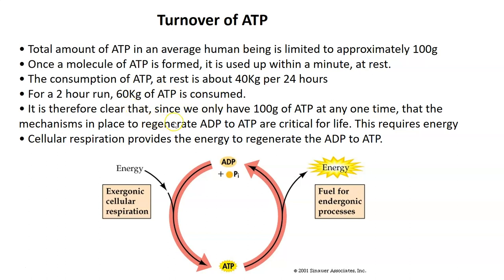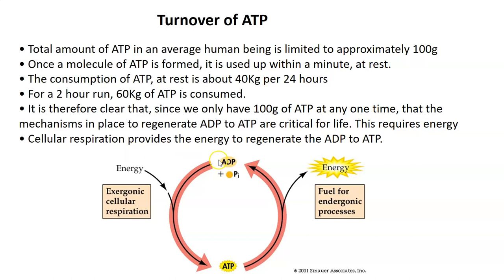So what we need to understand is that ATP is constantly being turned over. This 100 grams of ATP is constantly being recycled. When people talk about ATP being a bit like a rechargeable battery, we're constantly having to recharge ADP to produce ATP. Because we need to recharge it, we need energy for that, don't we?